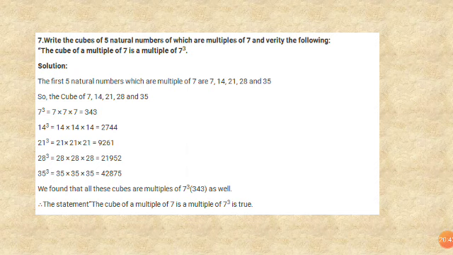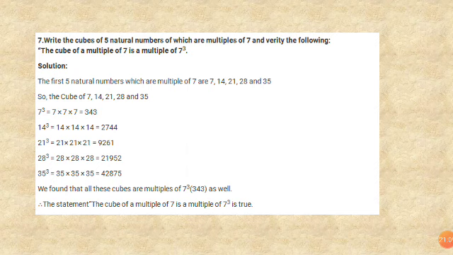Write the cubes of 5 natural numbers which are multiples of 7 and verify the following. The cube of a multiple of 7 is a multiple of 7 cube. The first 5 natural numbers which are multiples of 7 are 7, 14, 21, 28 and 35.